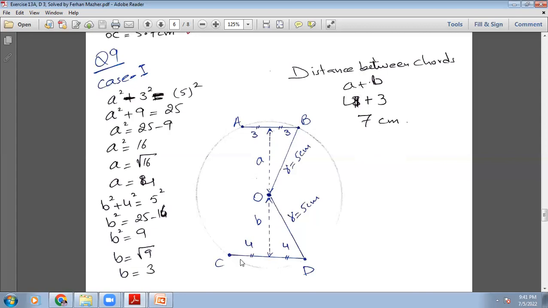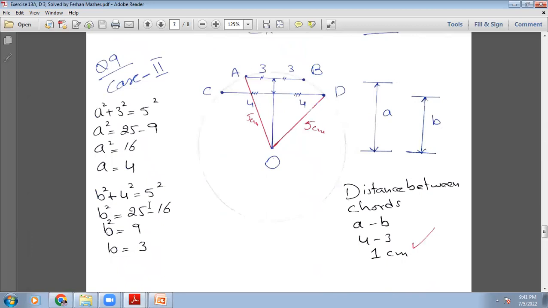It means the distance between the AB chord and the CD chord is 7 centimeter. Here in this case, we have supposed that both the chords are on the opposite sides of the center. Okay, so in case number 2, we will suppose that both the chords are on the same side of the center.